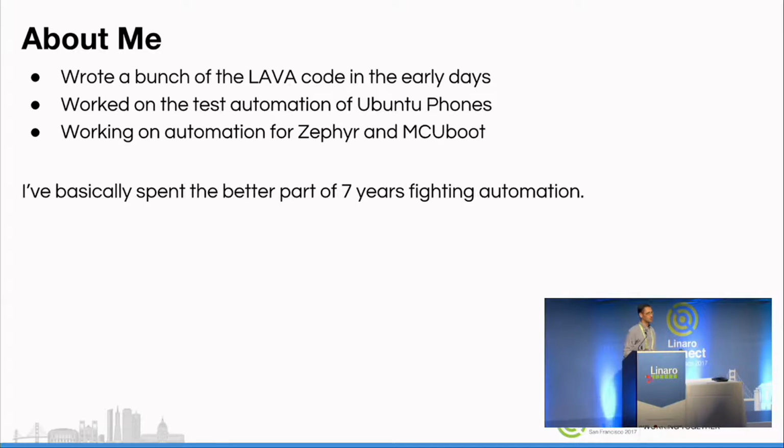So this is just a quick about me. Basically, I've been fighting CI and automation for over 7 years now. I don't think that necessarily makes me an expert on deciding that I could create a new CI system, but I do know all the bad ways of how not to do one.